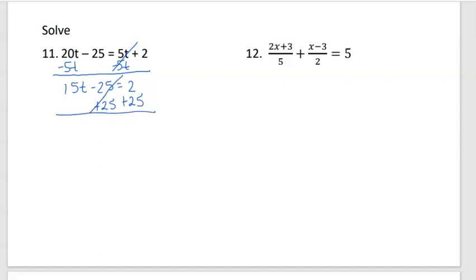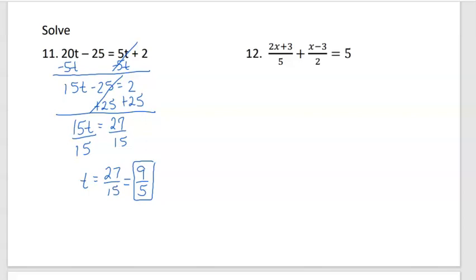The negative and the positive 25 add to give me 0, so I cross them out. 15t equals 27, from the 2 plus 25. I'm going to divide by 15 on both sides. I get that t equals 27 over 15. However, I know that 3 goes into 27 9 times, and 3 goes into 15 5 times. So for our lowest term there, t is 9 over 5.